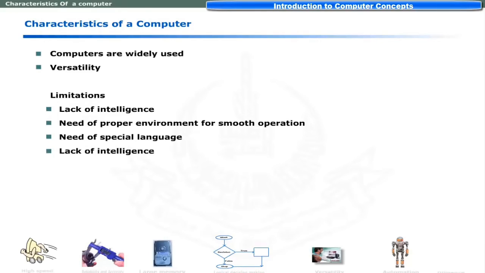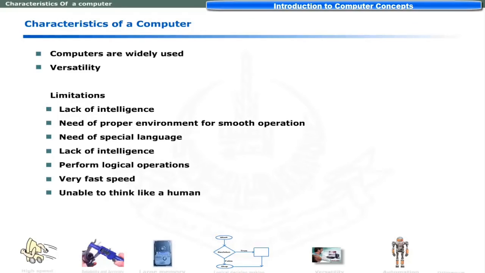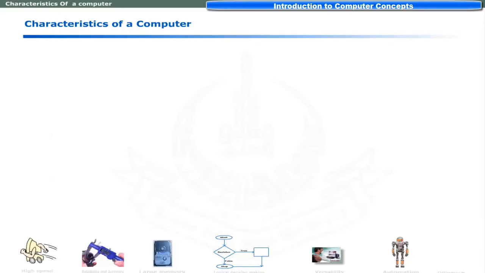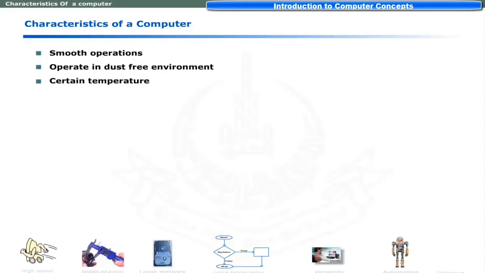Although a computer can perform logical operations at a very fast speed, it is unable to think like a human. Presently, computers cannot tell the fragrance of a flower or have no aesthetic sense. Computers need proper environment for smooth operations. These can only operate in dust-free environment under certain temperature conditions.